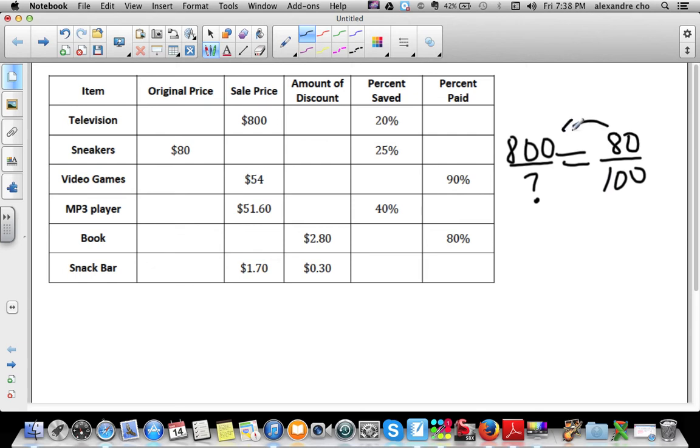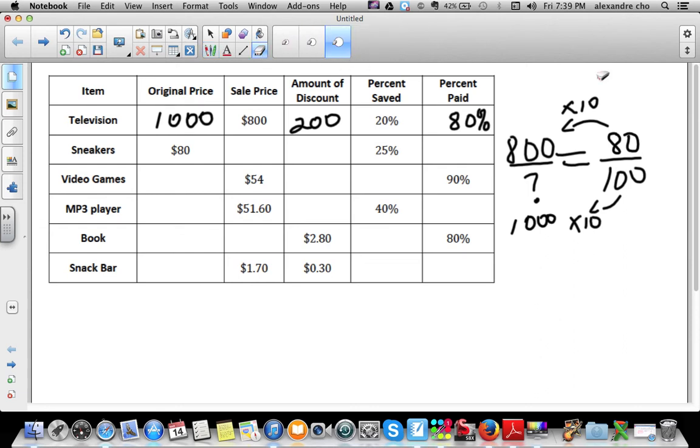So relationship here times 10, and this one times 10. So you end up having that the 100 times 10 is 1,000. So you can write that the original price was 1,000. Okay, amount of discount was 200, and the percent that you paid obviously was 80%. You paid 80% of the TV. 20% was a discount that you received, and that's why I use this as it is. Question 2.